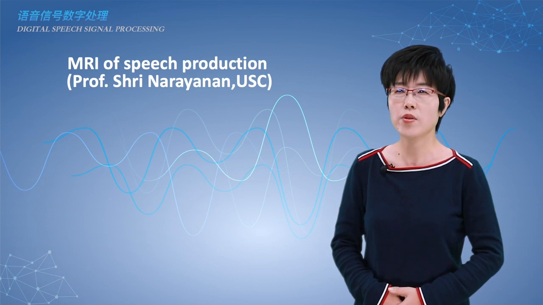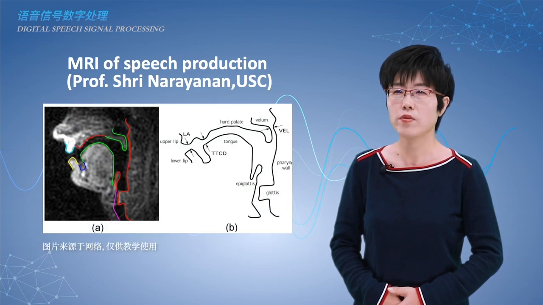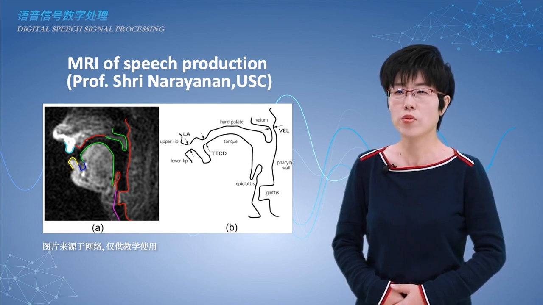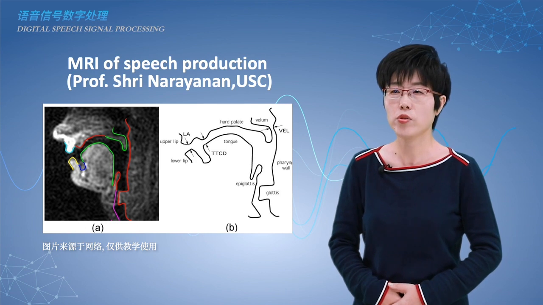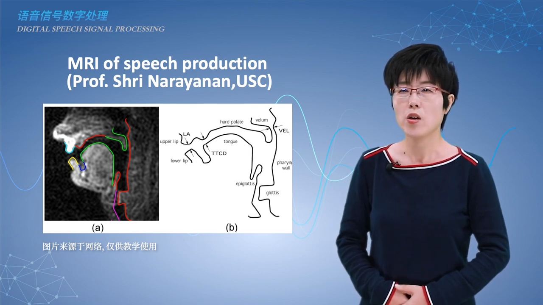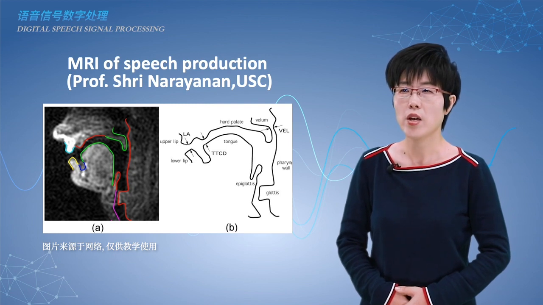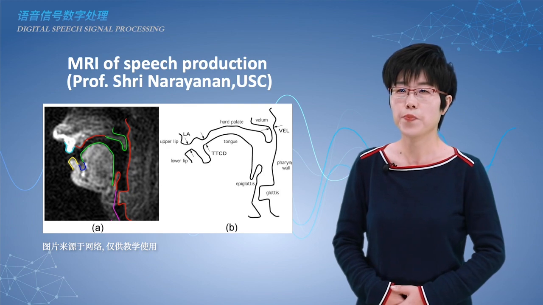Professor Shrikanth Narayanan at the University of Southern California investigates speech production through 2D real-time MRI of the vocal tract. We can clearly observe the human vocal apparatus and the speech generation path from the figures. From the schematic view of the vocal tract, we can learn some mechanisms of speech production.